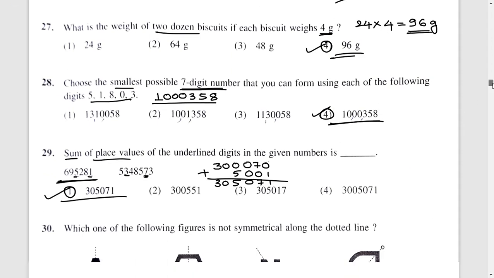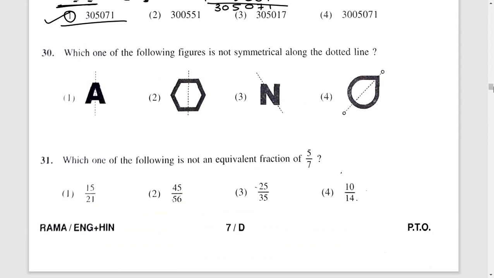Now go to question number 30. Which one of the following figures is not symmetrical along the dotted line? So four options they have given. First is symmetrical, second is also symmetrical, fourth is also symmetrical, whereas option 3 is not symmetrical. So this one is the right answer here.